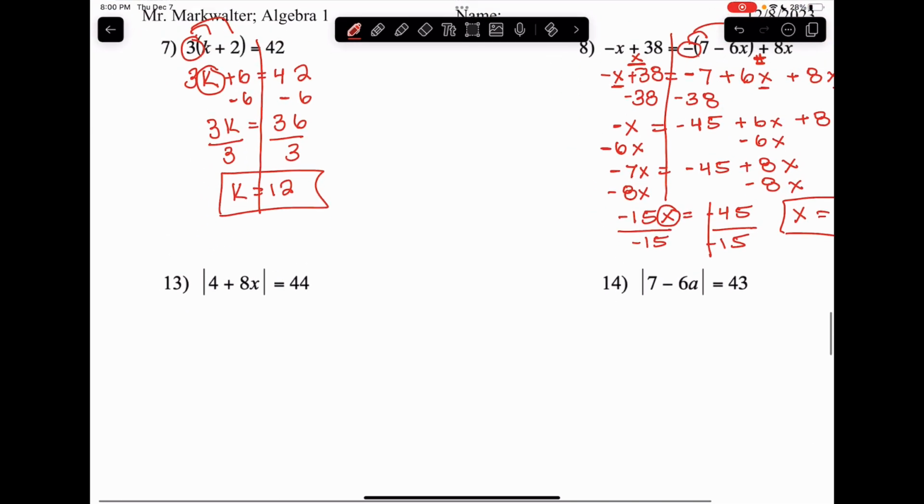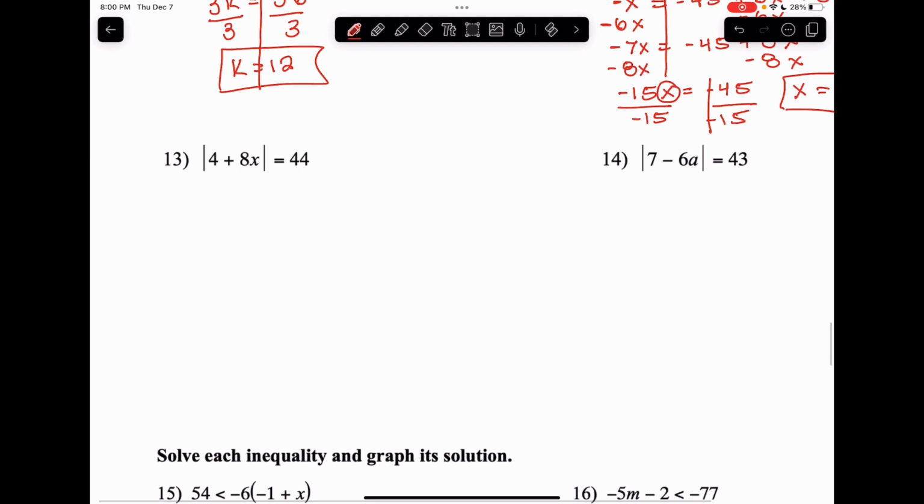Moving on to number 13. If you notice, these vertical lines mean absolute value. When you have an absolute value equation, you need to solve it twice. Once for a positive 44 and once for a negative 44.